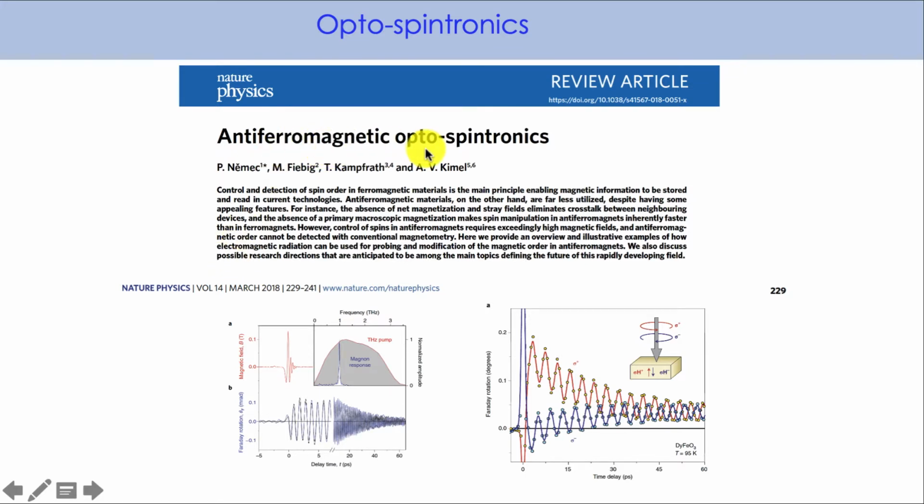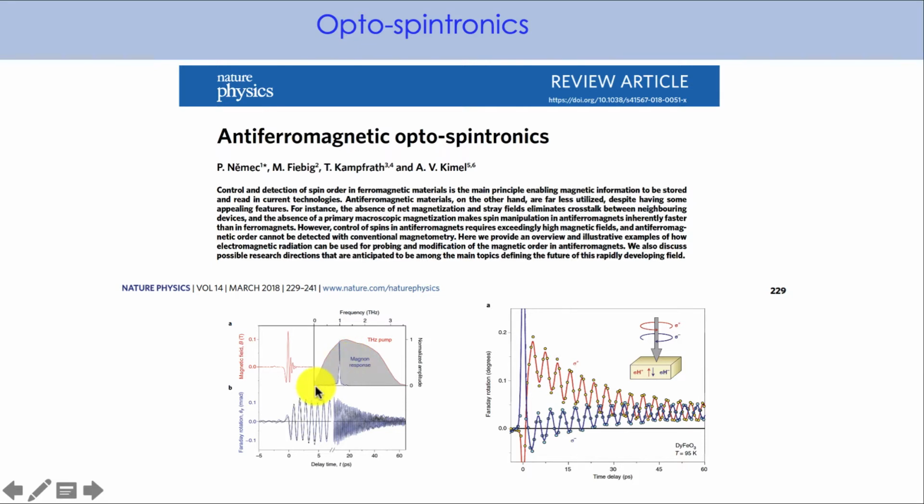And there's a lot of interest in looking at dynamics in antiferromagnets. The idea being that if you can manipulate spins in antiferromagnets, that's actually quite interesting because you can potentially do it on a much faster time scale than in ferromagnets. And this review article talks about some of the ideas here, and this is just a couple of examples to give you a feel for things.